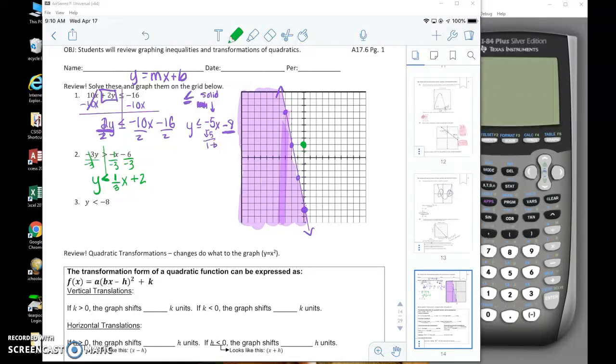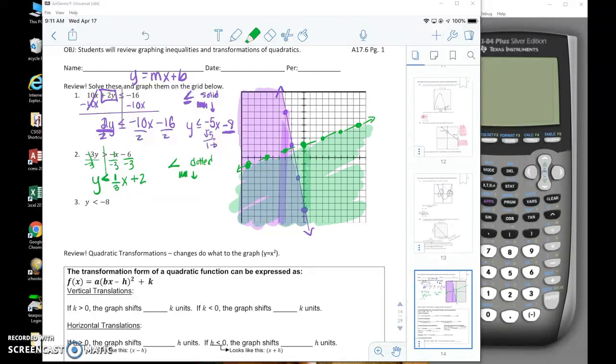So up 1 over 1, 2, 3. Up 1, 1, 2, 3. Go both directions till you are all the way across your graph. Our symbol is less than, no or equal to, so this will be a dotted line. And since it is less than, we will shade down. So I'm putting my pencil on my line, dragging it downward, and I shade everything on that side of my green line.